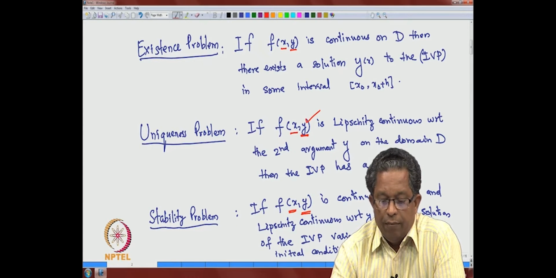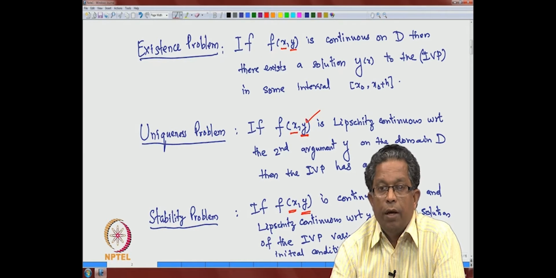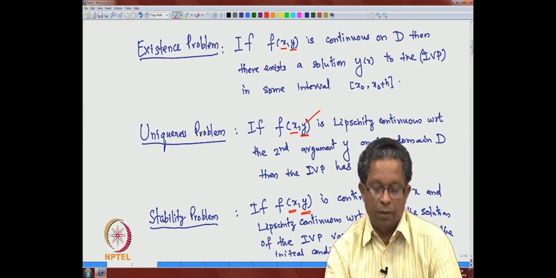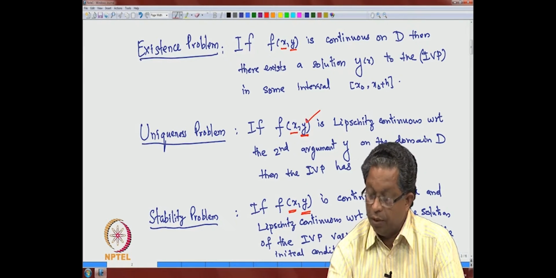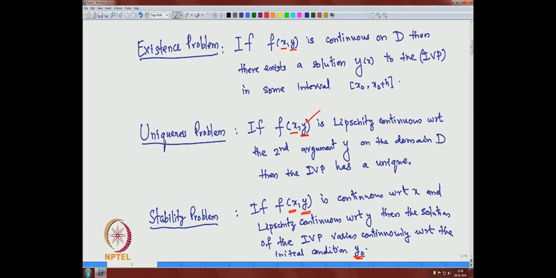There we treated a function of a single variable, a function of x only, f of x, and also we have seen sufficient conditions under which a function is Lipschitz continuous, and examples of Lipschitz continuous functions and examples of functions which are not Lipschitz continuous. Now, since we deal with the functions of two variables x and y, we will briefly deal with the Lipschitz continuity of f with respect to the second argument y.